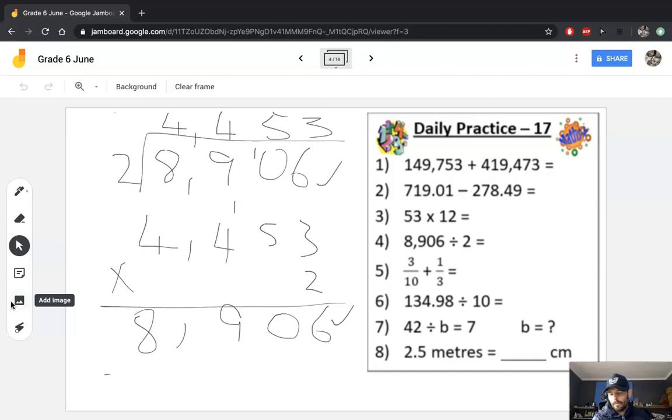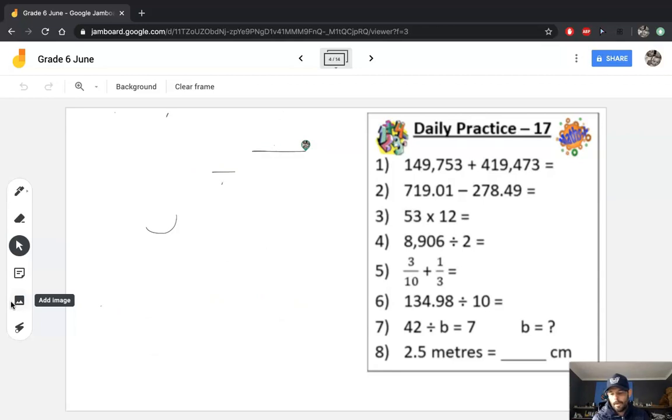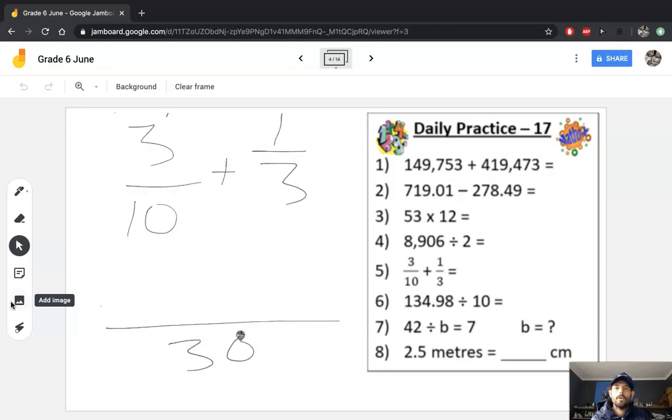The addition of fractions with different denominators is next. So the first thing you guys need to recognize is, well, what is the lowest common denominator of 10 and 3? And yes, that's going to be 30. So 10 goes into 30 3 times. So 3 times 3 is 9. 3 goes into 30 10 times. So 10 times 1 is 10. If I add those together, I get 19 over 30. And that is in its simplest form already.